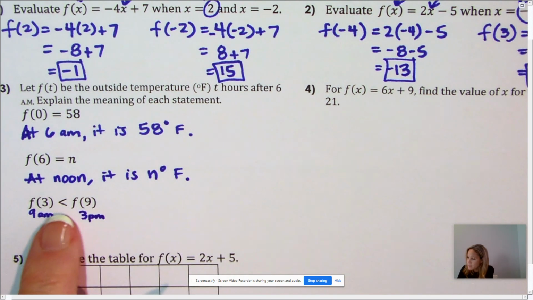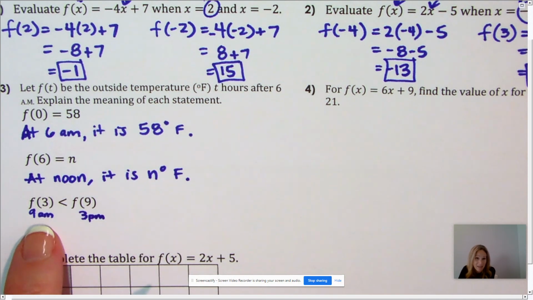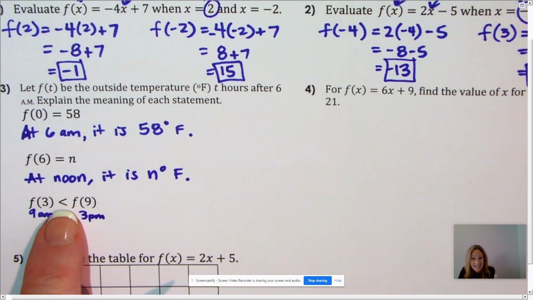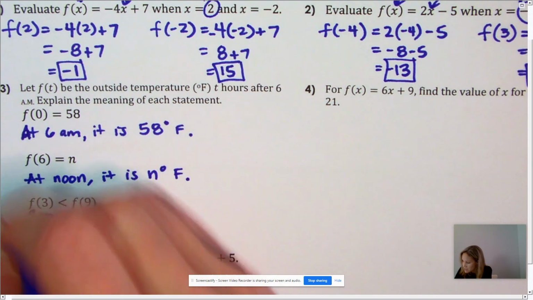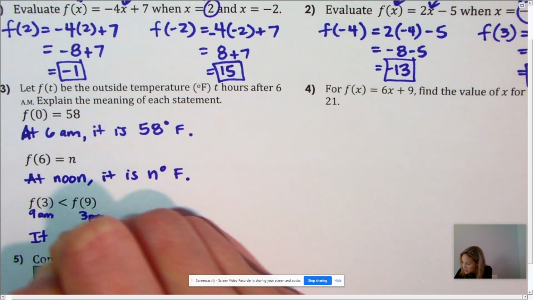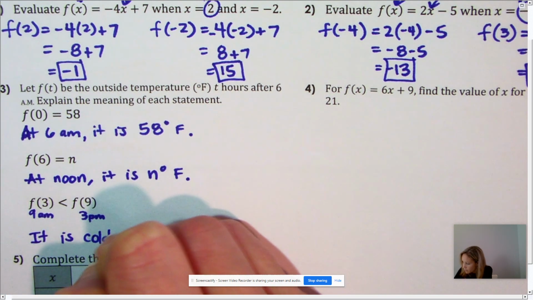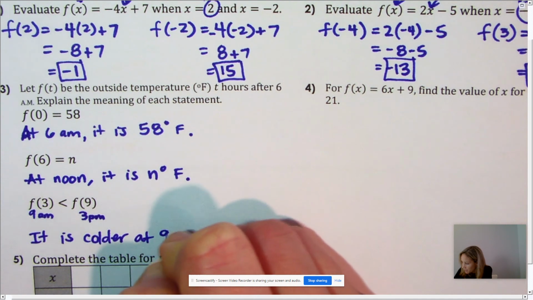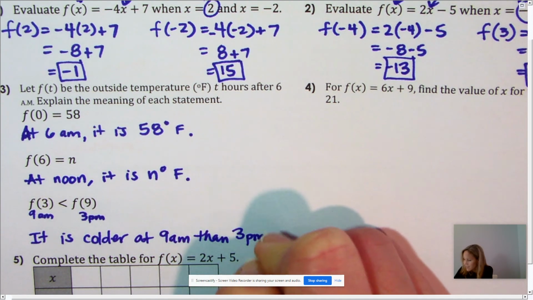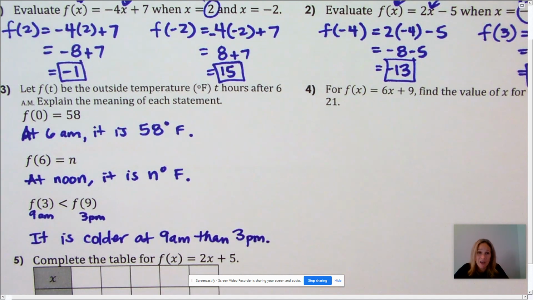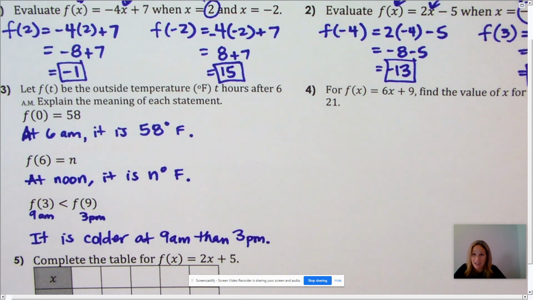Okay, so the temperature at 9 a.m. is less than the temperature at 3 p.m. So another way you could say that, you could say it is colder at 9 a.m. than 3 p.m. And you guys are like, no doubt, I could do that without even using any math. It's going to be colder in the morning than it is in the afternoon in general, unless you had some big storm blowing through or something.